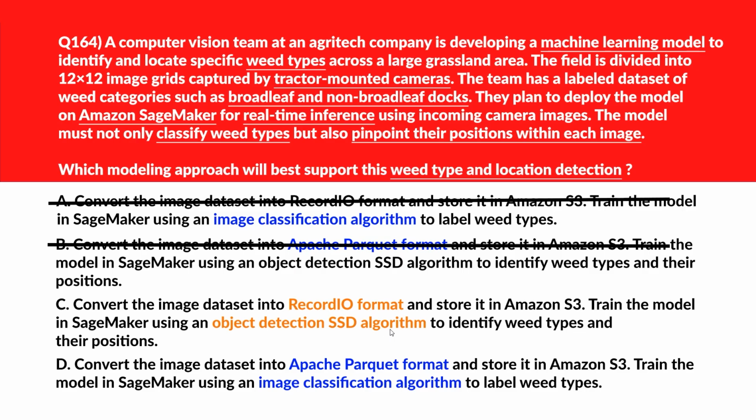Option C, if you look, SSD algorithm with RecordIO format supports both weed classification, that is weed type, and bounding box localization, that is location detection, aligning with the requirement of the question, the need to detect type and position or location. Let's keep it. We'll move to now option D.